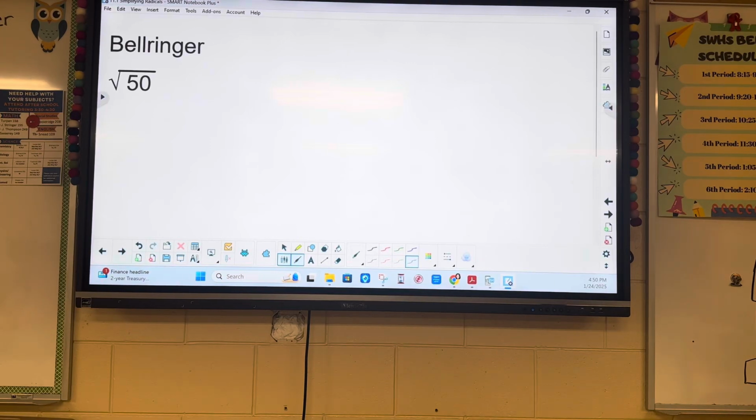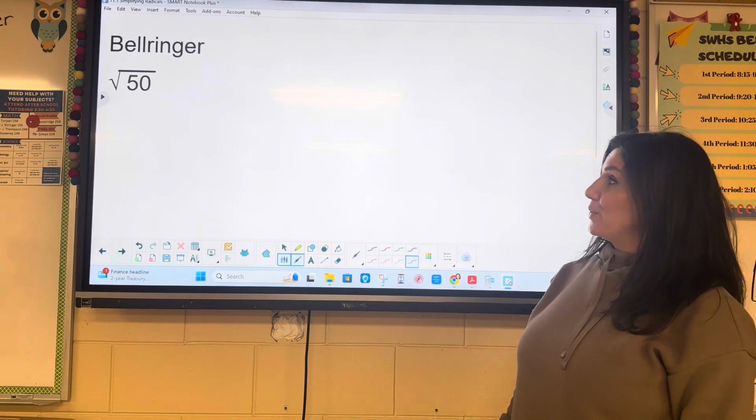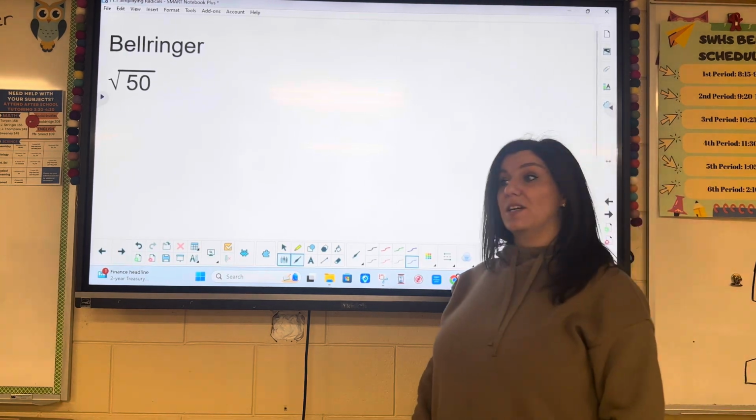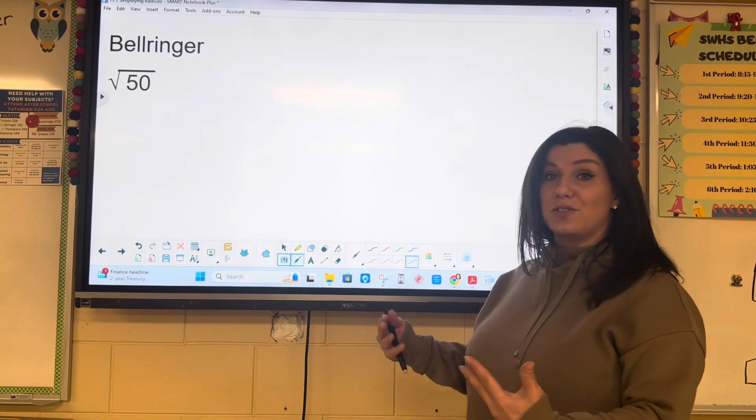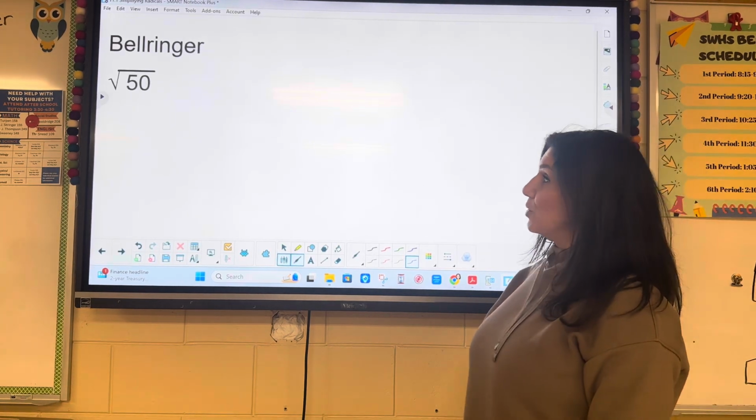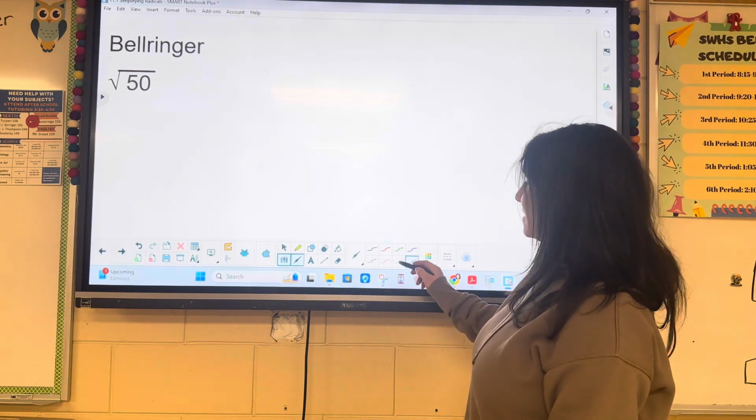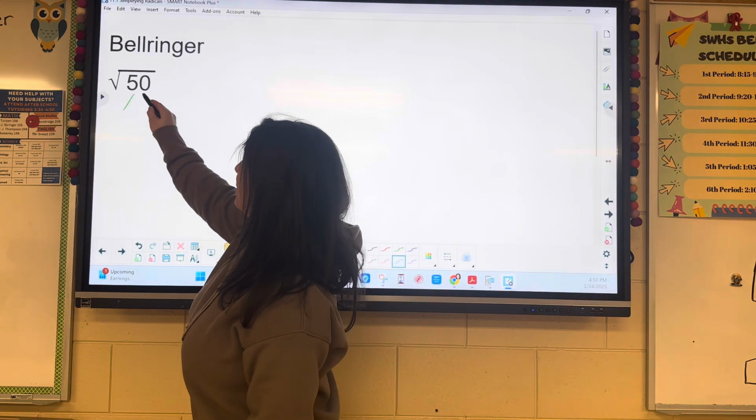All right, for the bell ringer today, I asked you to simplify the radical, the square root of 50. And so you could have looked at this a couple different ways. One way is if it's a smaller number, you can look at what are two things that multiply to 50 and which one is a perfect square. If that is something that you couldn't see right off, you could create a factor tree.